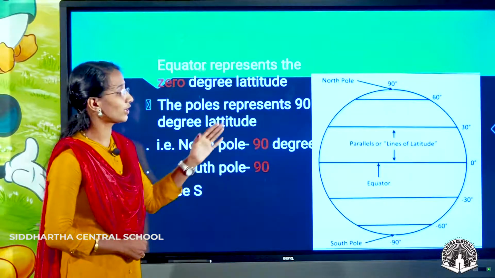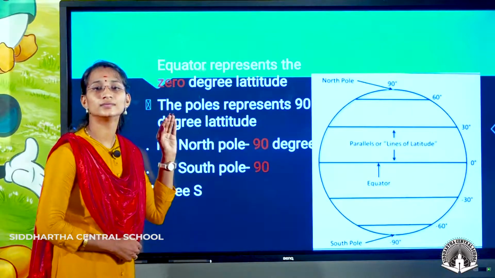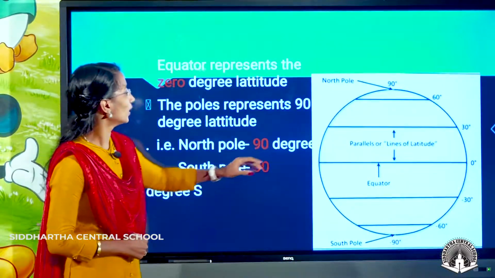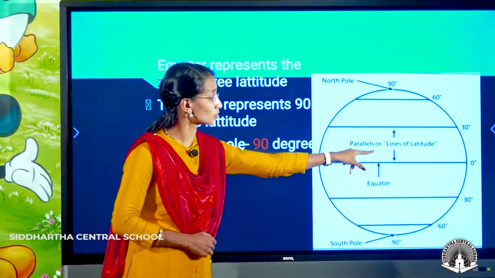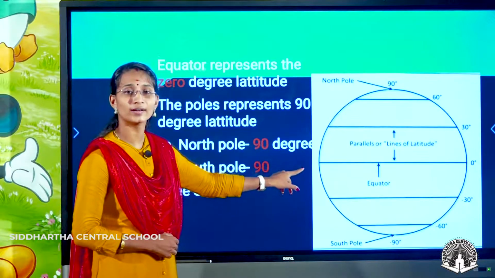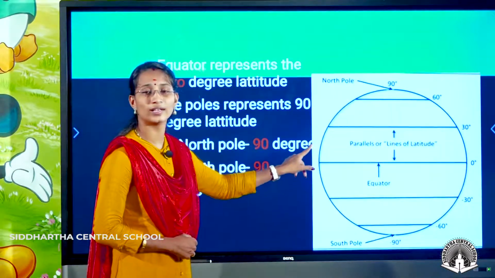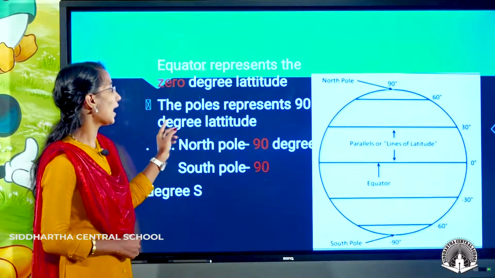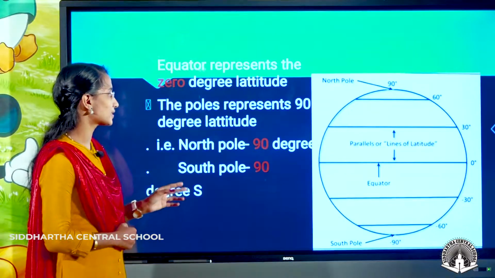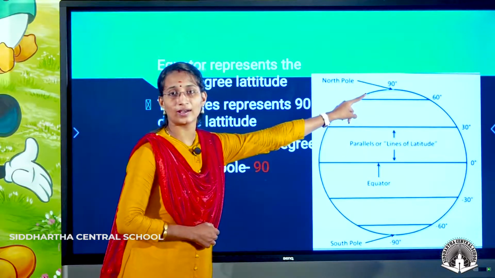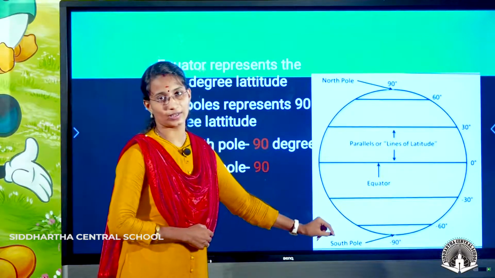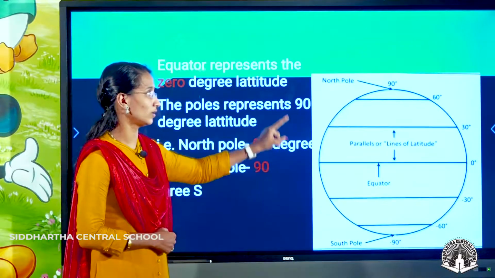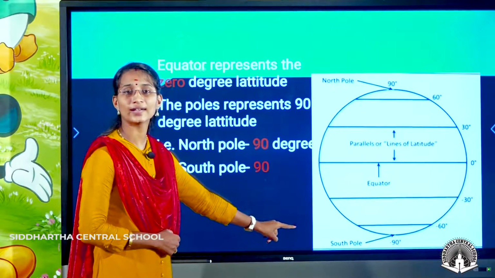And this equator and all other halves have some ranges. The equator represents 0 degree. So, the equator, the imaginary line which goes through the middle of the earth, indicates 0 degree latitude. And the poles represent 90 degree latitudes. The north pole indicates 90 degree and the south pole also indicates 90 degree.